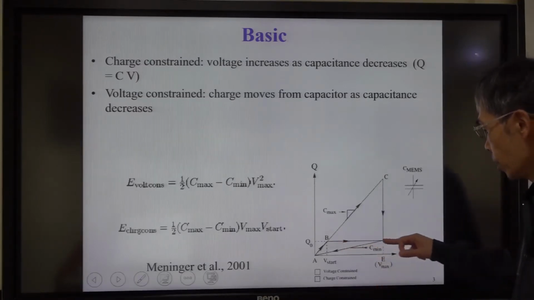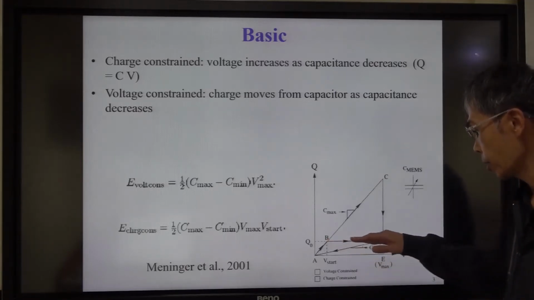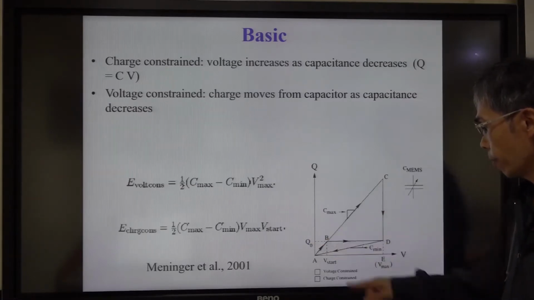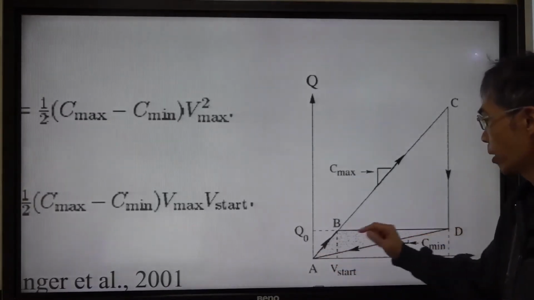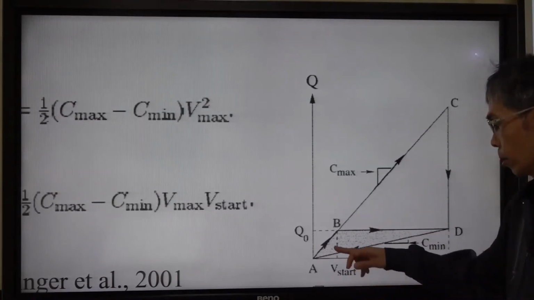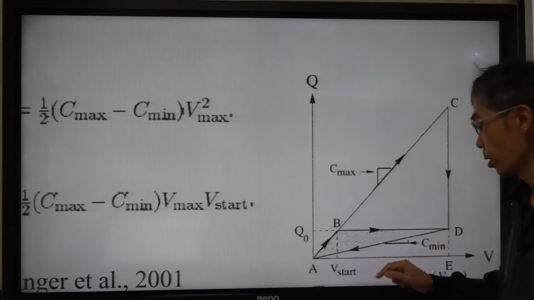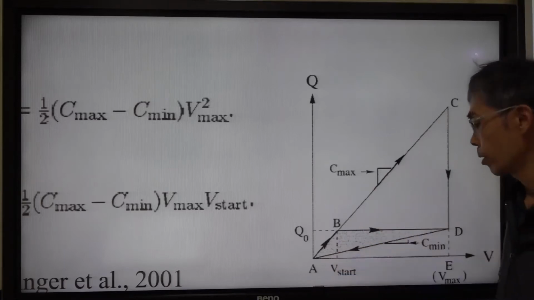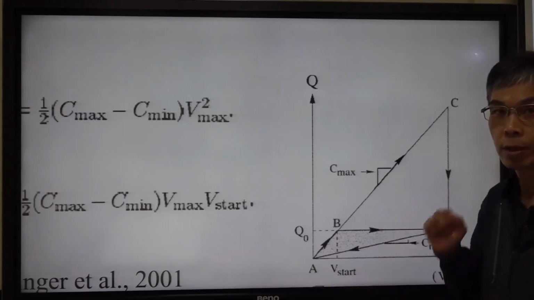In this section, the charge is constant, Q0. For a cycle from A, B, D back to A, the energy deposited in the capacitor is the gray area, A, B, D. So this is the energy we stored in the capacitor.